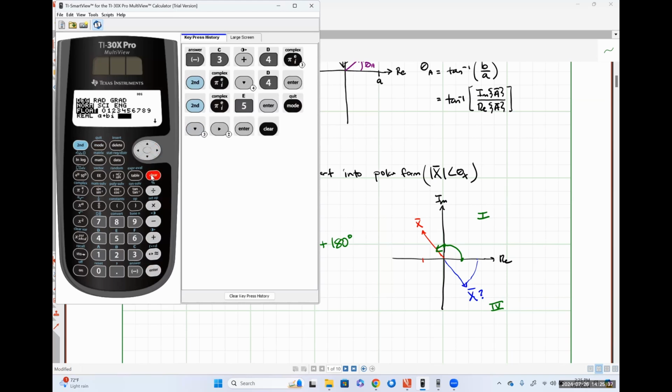And then I'll clear this out. And so now if we put in -3 plus 4i and just hit enter, it automatically gives us the result in polar form. All right, before I move on to our Casio users, do any of our TI users have a question about what we've just done?